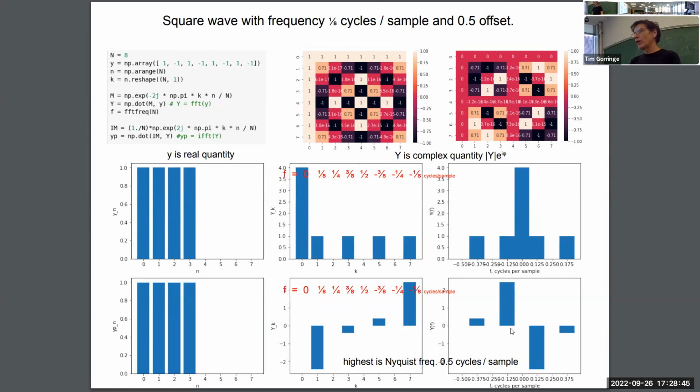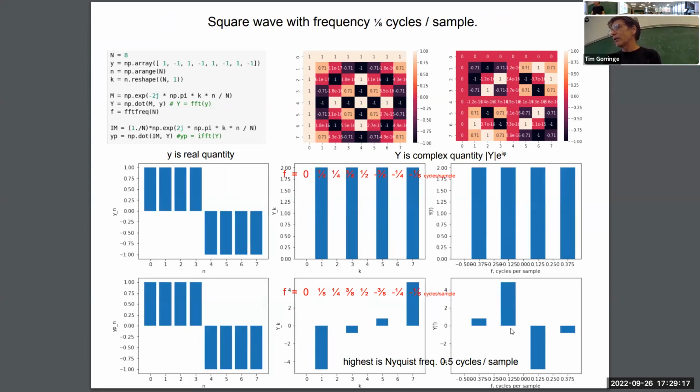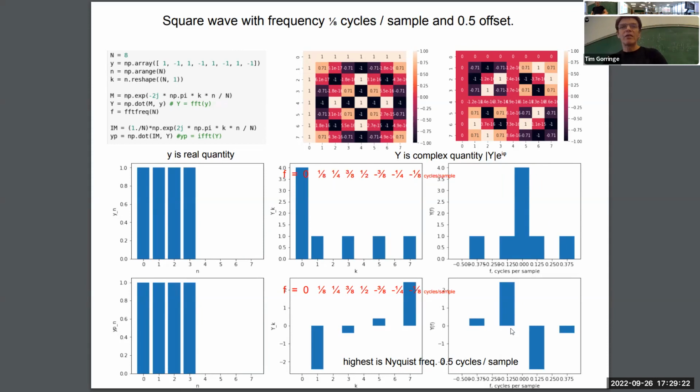Oh yeah, I want to show this one. This one also has that same period, but I've got 1, 1, 1, 1, then 4 zeros. So it's a square wave, but it's not centered around 0. So this one we would think would have a 0 frequency component, compared to this one over here. Basically, this one has some sort of overall offset.